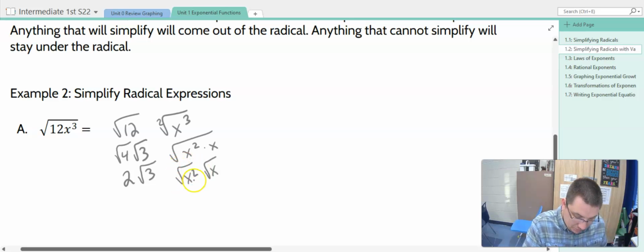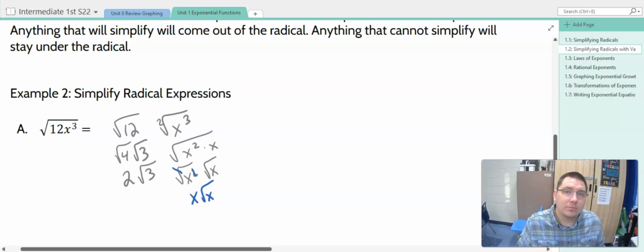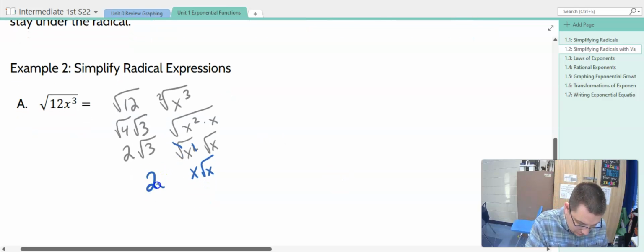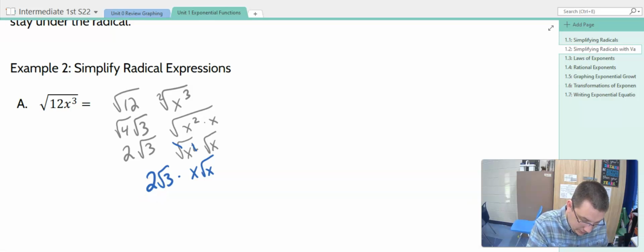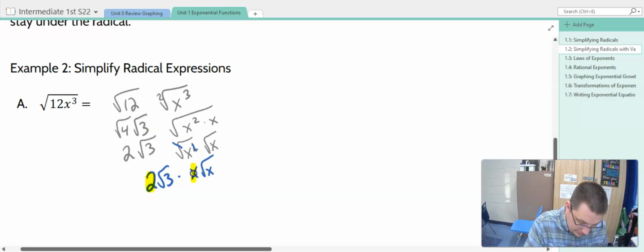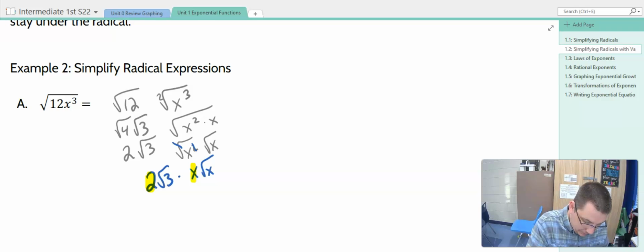This part's going to simplify here because the square root will cancel the square, leaving just the x. And this square root of x will stay under the radical. And so at this point, we've got 2 square root of 3 times x square root of x. Well, the parts that are outside, the 2 and the x, we can write that out front.